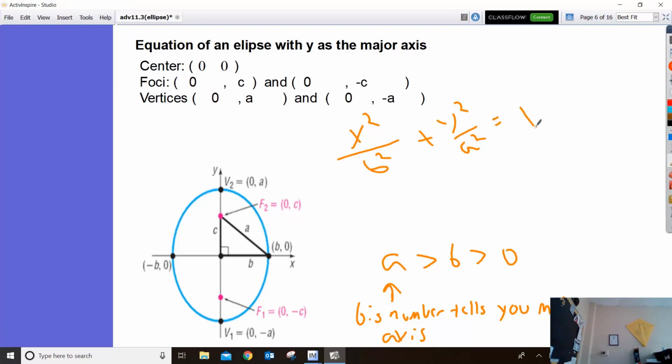So A is always telling you where the major axis is, where it's located. Tells you what axis is major. Write that down in your notes. A tells you what axis is major. B is always a minor axis concept. Makes sense. A, B, C.